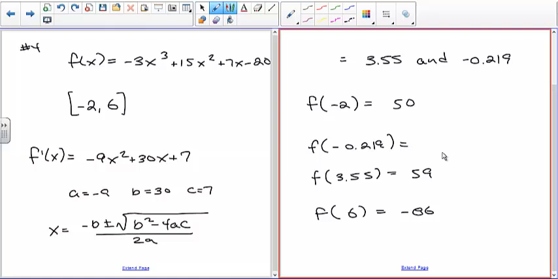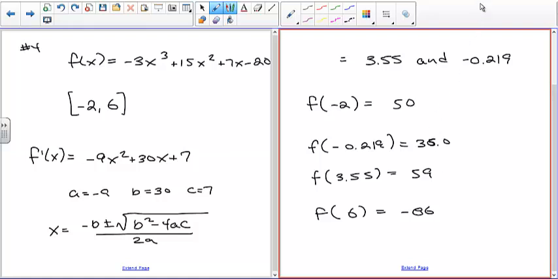3 times -0.219 cubed plus 15 times -0.219 squared plus 7 times -0.219 minus 20, and to get 36.0 basically.